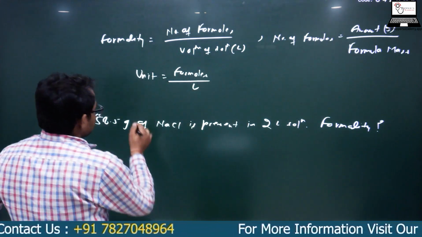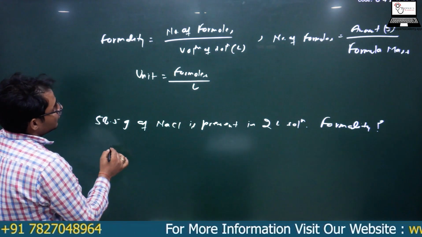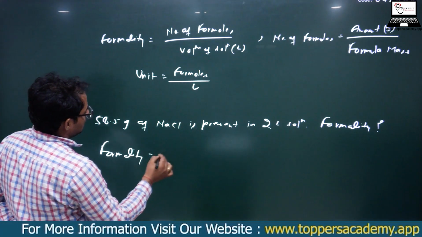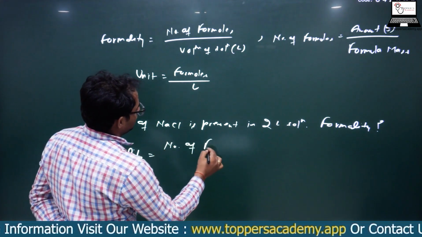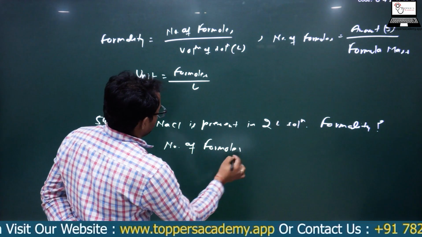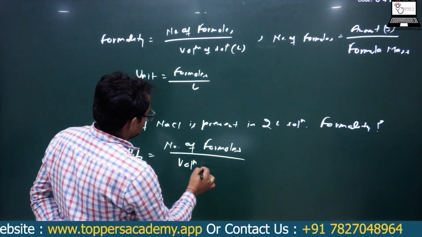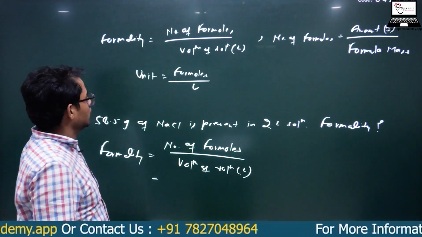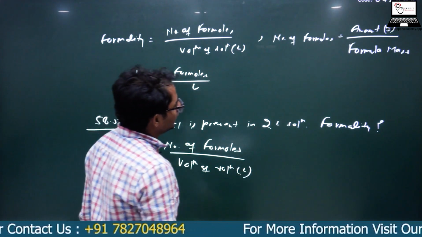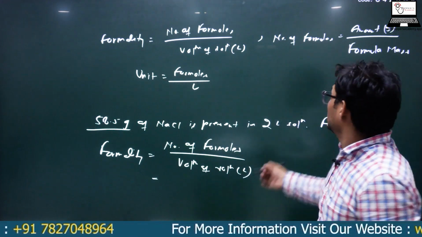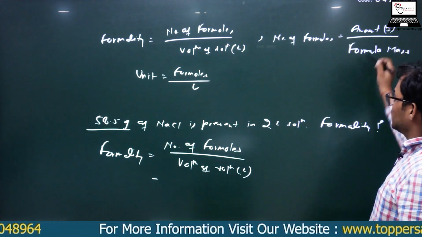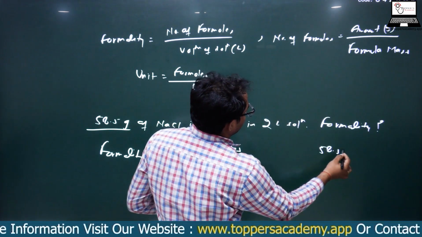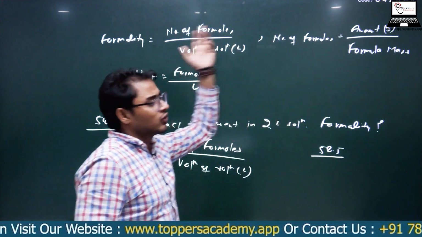So see, my dear students, for formality you will use the formula number of formula moles upon volume of solution in liter. You do not know the number of formula moles, so you will have to calculate it. For calculating the number of formula moles you will use the formula amount in gram, which is 58.5 gram, upon formula mass. And what is the formula mass?